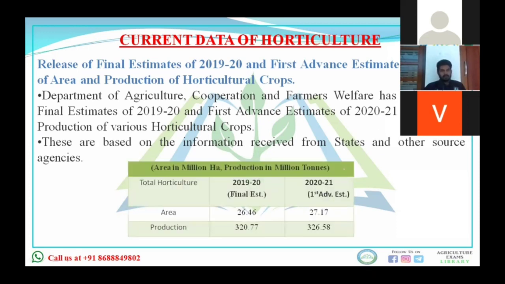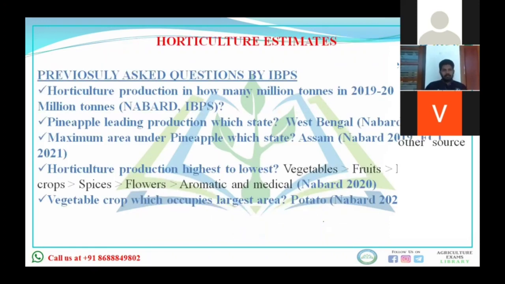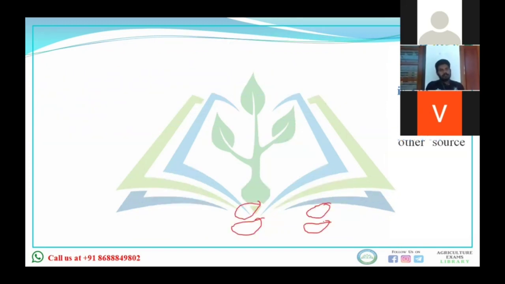Now, the final estimate is for 2019-20 and 2020-21 is the first advance estimate. According to the 2019-20 final estimate, the area under horticulture crops is 26.46 million hectare, and the production is 320.77 million ton. And according to the first advance estimates, the area under horticulture crops is 27.17 million hectare, and the production is 326.58 million ton. Remember, in the first question, horticulture production is how many tons in 2019-20, it means that data has to be remembered. Okay.